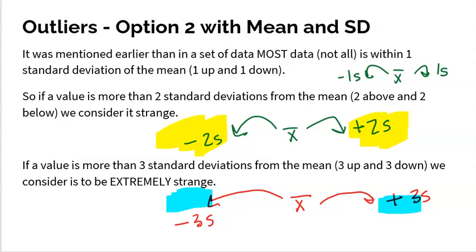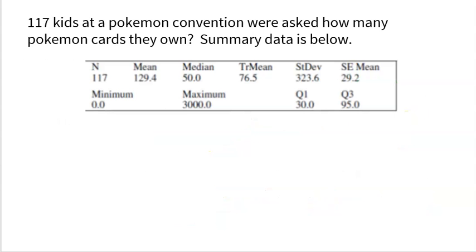Again, go back to the idea that most data is within 1. So to be outside of 2 would be strange. To be outside of 3 would be like, what is going on? Highly, highly unlikely. All right, so let's practice this with an example here.